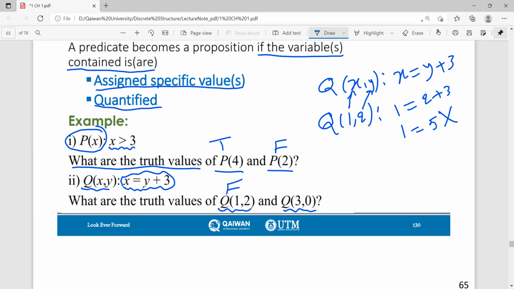And then Q of 3 and 0. We say 3 equals 0 plus 3. That means 3 equals 3. Is it true? Yes. So this is true. That's how to find the truth values of a quantifier.